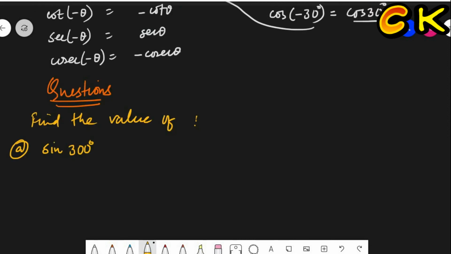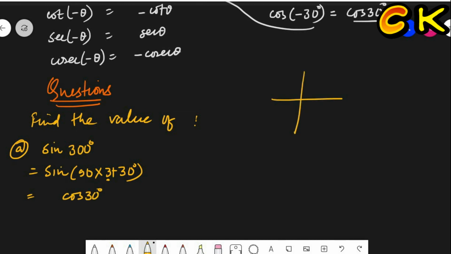Find the value of sin 300 degree. So let's see, can I write sin 300 as 90 into 3 plus 30 degree? Yes. Now 3 means odd multiple of 90, so sin will change to cos 30 degree. Now 90 degree into 3 plus theta lies in which quadrant? This is 0, 1, 2, 3, plus means moving forward, so it lies in fourth quadrant. In fourth quadrant, you know CAST, only cos and sec are positive, but here it is sin, so this will be negative. So the answer is minus root 3 upon 2. So sin 300 degree is minus root 3 upon 2.